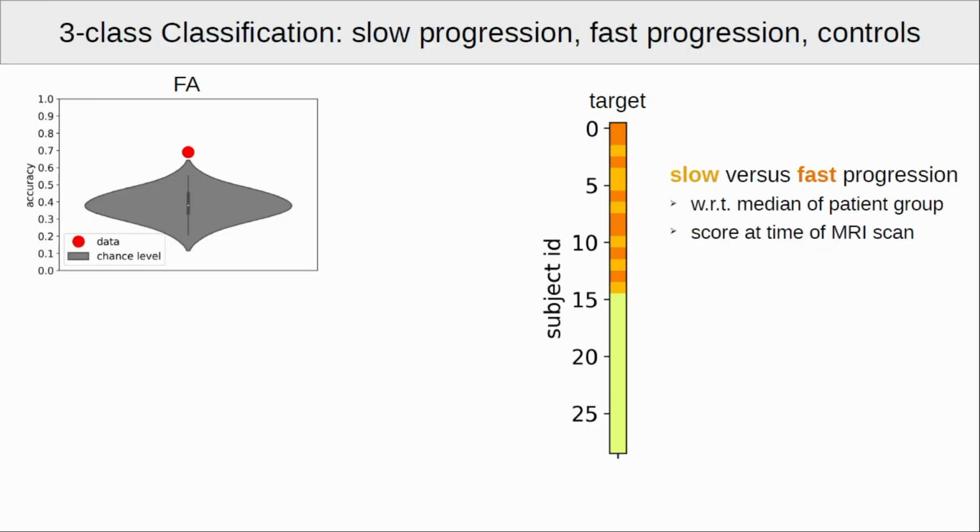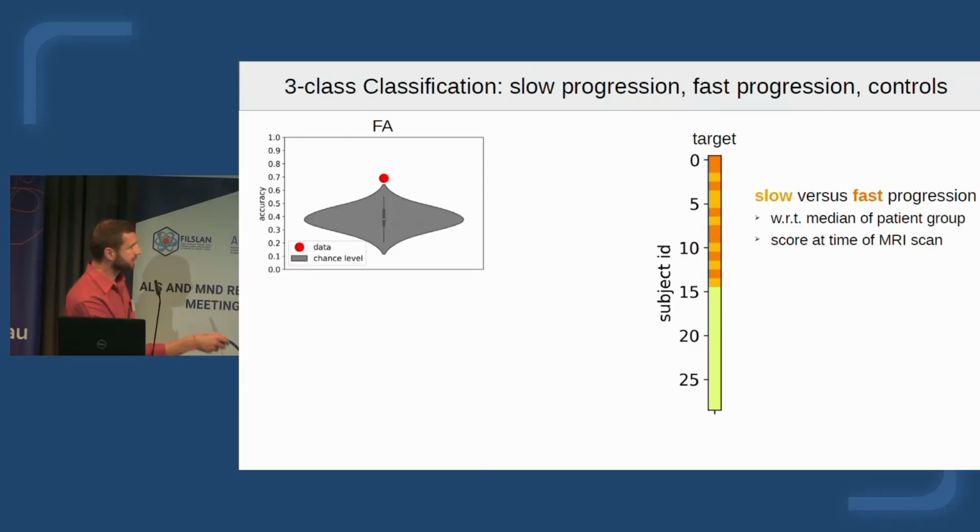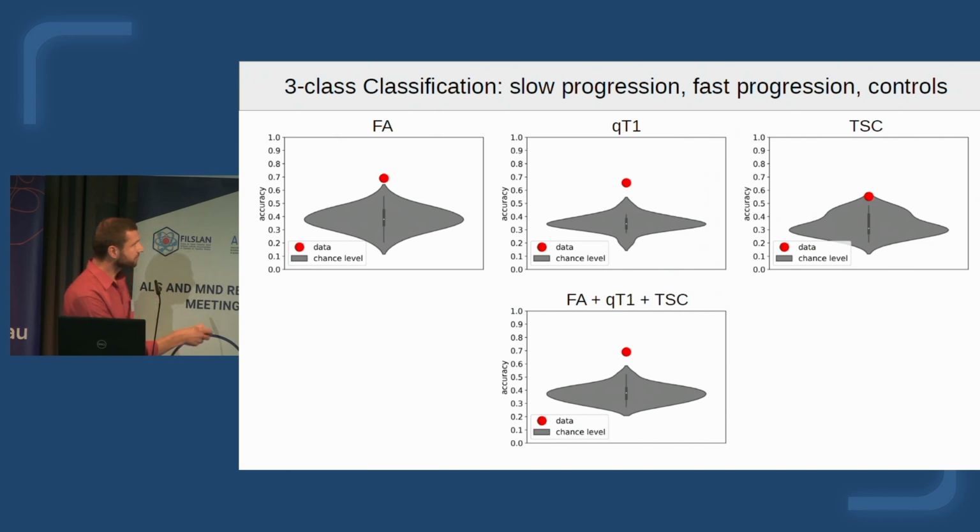So now let's switch to a more interesting classification, maybe, with the stratification of slow versus fast progression patients. We still consider the controls here, and we are going to redo the same classification as before. As you can see, now we've got 3 classes to predict, so the chance level is a bit lower. And we can do that for fractional anisotropy, quantitative T1, and total sodium concentration.